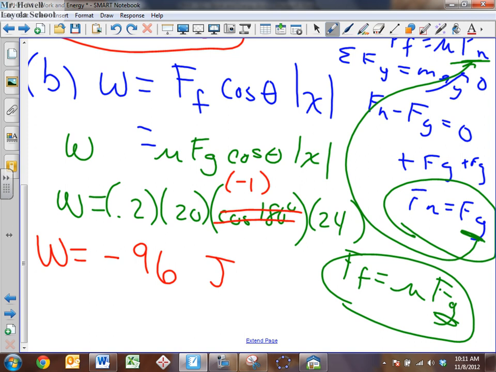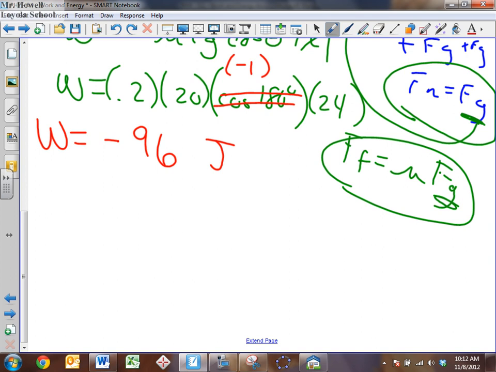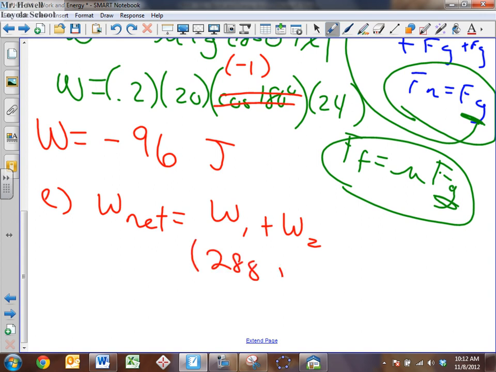Now, if I want to find part C, which says the overall net work done. If I wanted the net force, I would just add the forces together. I want the net work. So what can I do with my two work values that I got? Yeah, just add them together. Okay, so let's go ahead and do that. Work 1 was 288. Work 2 is negative 96.